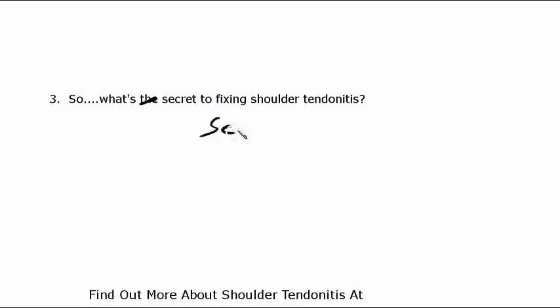So, secret number 1 is that there's multiple factors to the tendonitis dynamic. 3 factors: tightness, inflammation, nutritional insufficiency. And it's important, it's vital for an effective treatment to totally get rid of the tightness, totally get rid of the inflammation, and totally get rid of the nutritional insufficiency if you want to fix this shoulder tendonitis.